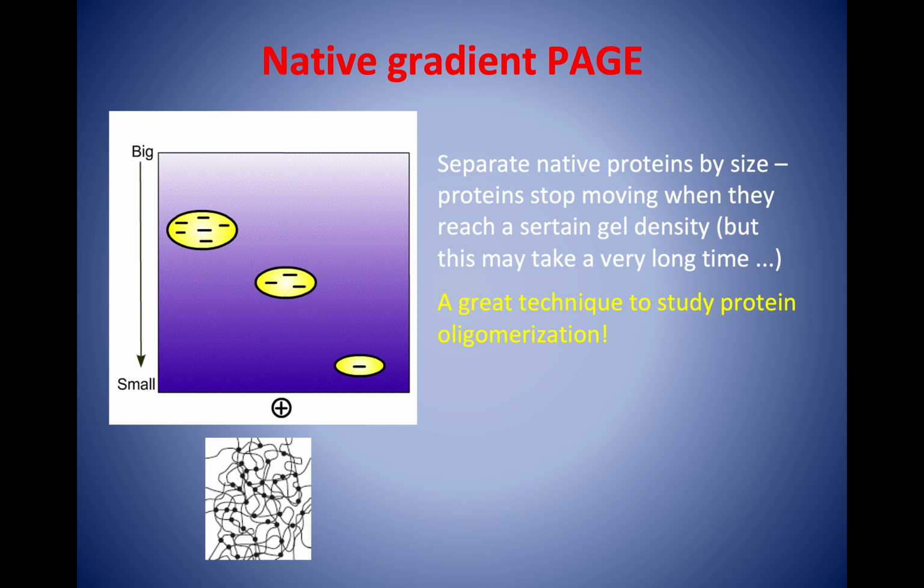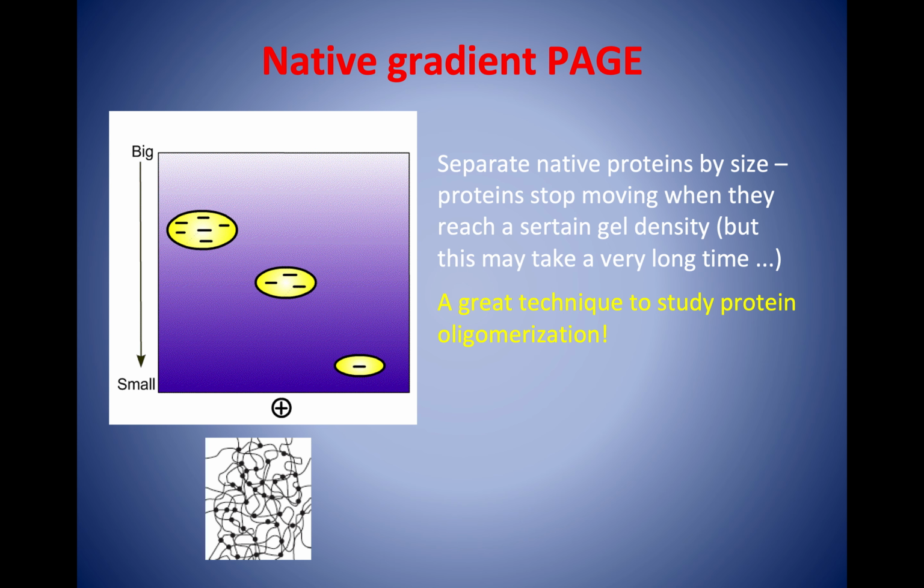So native gradient gels are made in such a way. The function is to separate native proteins by size. That means the protein stops moving when it reaches a certain gel density, but of course this may take a very long time. And did you know that to run the native gel actually takes a couple of hours longer than SDS-PAGE? SDS-PAGE could be done in about 45 minutes, or 1.5 hours if you want it to be separated smoothly, but usually 45 minutes is enough.